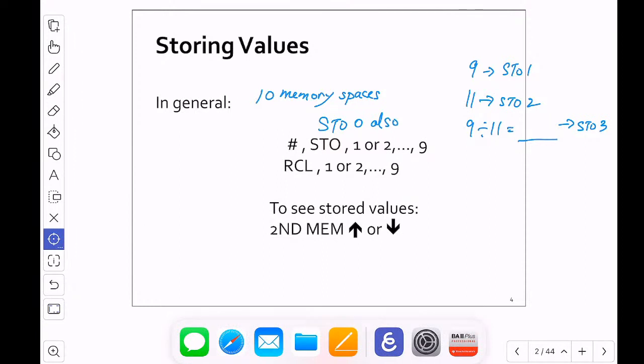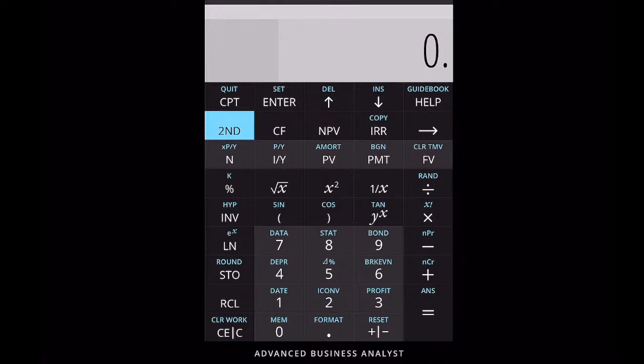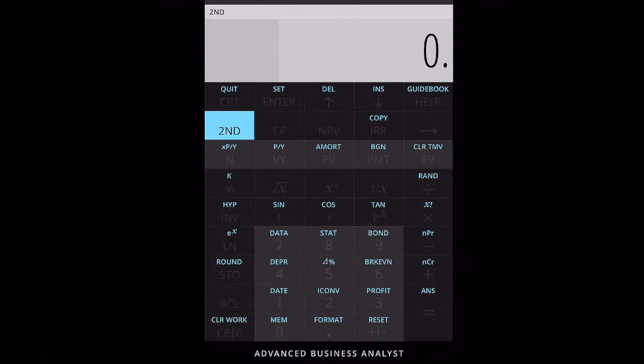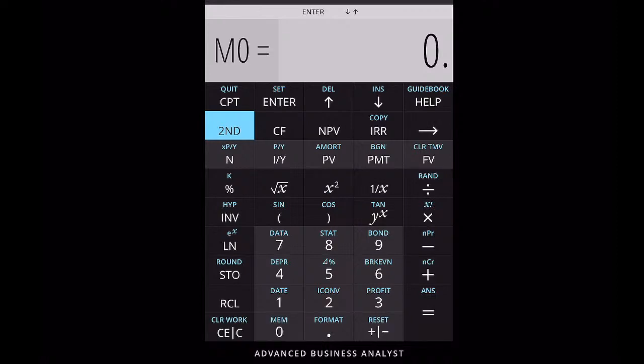To clear it, you're going to have to be inside of it to clear it. So second, where's mem? Mem is at the bottom. You see here. So there's nothing in 0. If I scroll down, there's the 9 in memory 1. I scroll down again, 11 in memory 2, and then again in memory 3.